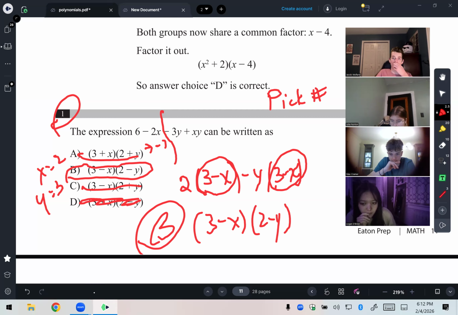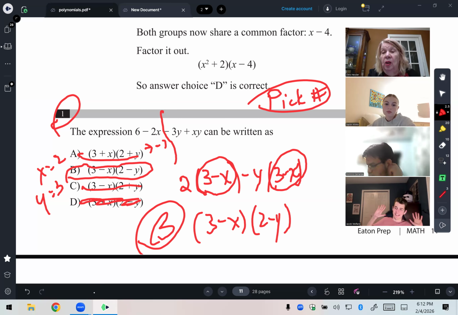Who likes to pick the number way? Who likes the math teacher way? I'm curious. Who likes to pick the number way for this problem? Nobody. Jacob does. Jacob likes it. It feels like cheating, but it's not. Who likes the math teacher way? Sailor should be a math teacher. I told her that last week.